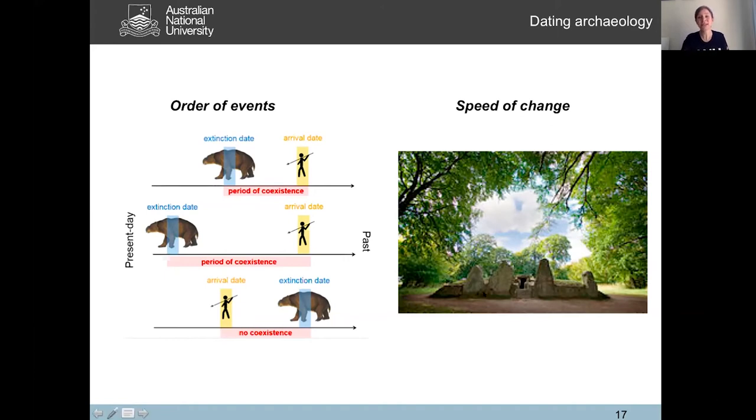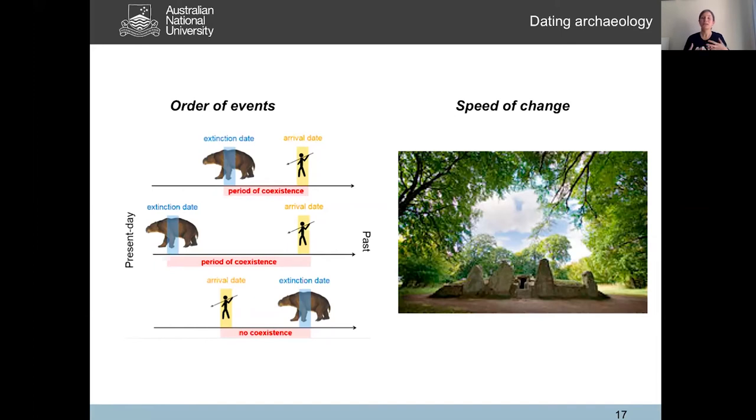And the speed of change is also really interesting when we start to think about more traditional archaeology. So this is a long barrow. It's a kind of burial monument that was used by people in the Neolithic. So these are the first farmers in southern England. And radiocarbon has recently shown that these were used only for a very short period of time.